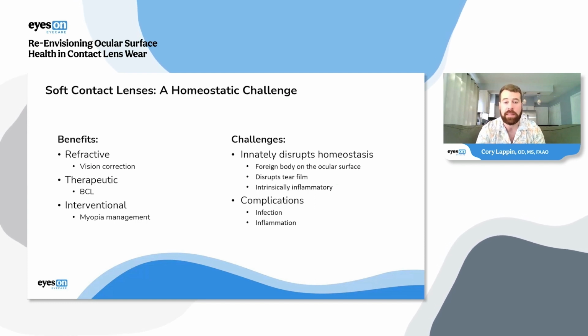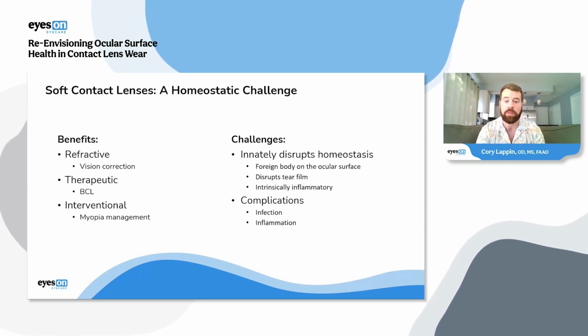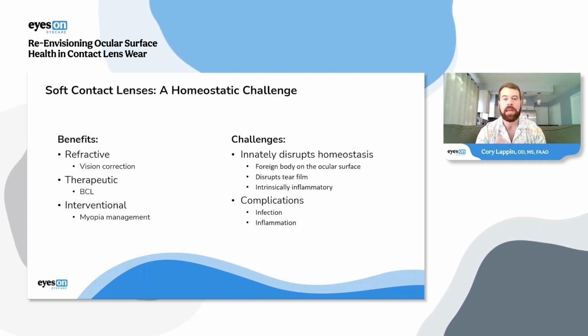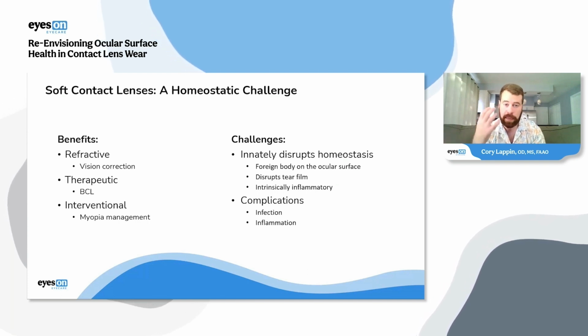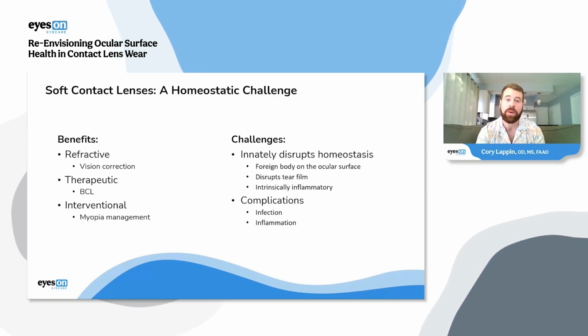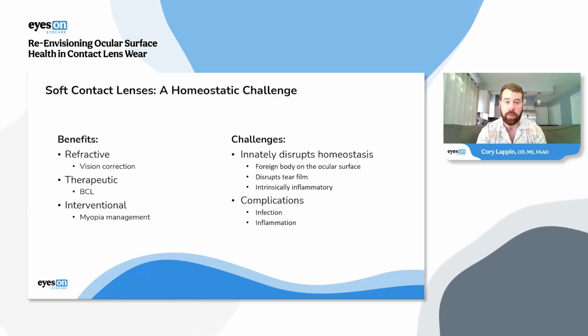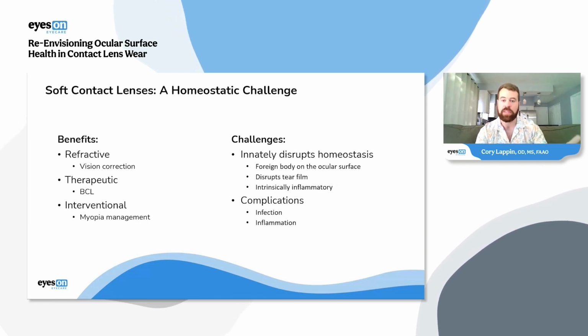But soft contact lenses also present a unique homeostatic challenge in the fact that they innately disrupt homeostasis. The reason for this is because when we put a contact lens onto the eye, we're putting a foreign body onto the ocular surface. So that's going to innately disrupt this homeostasis. It's going to disrupt the tear film. And that's one of the reasons it's actually thought that contact lens wear may be intrinsically inflammatory. And then we also have to deal with potential complications like inflammation.